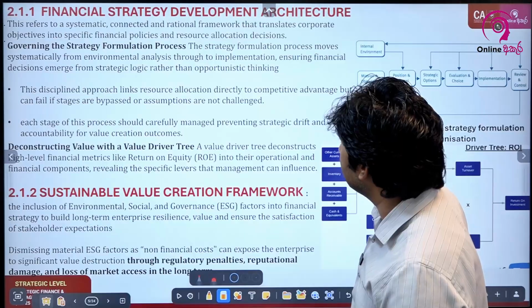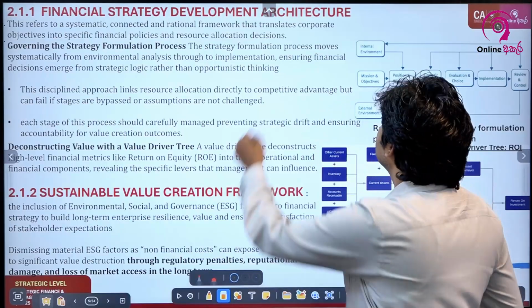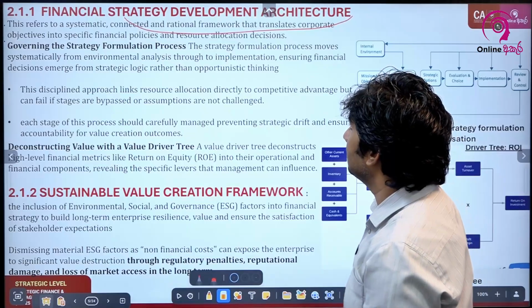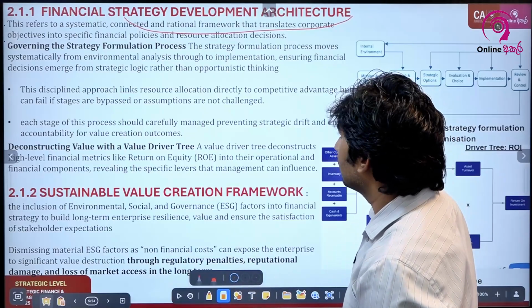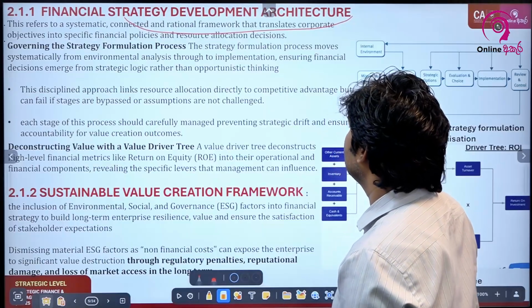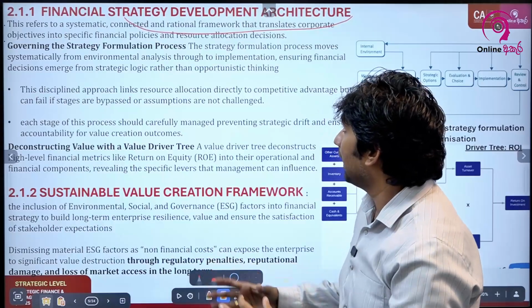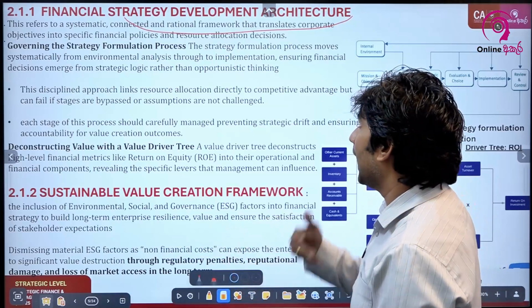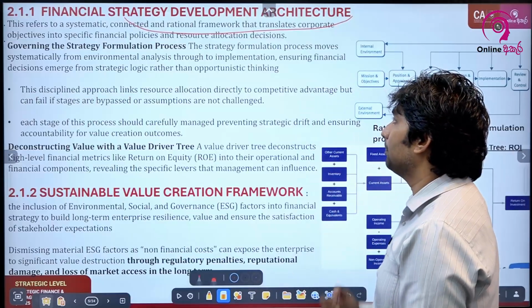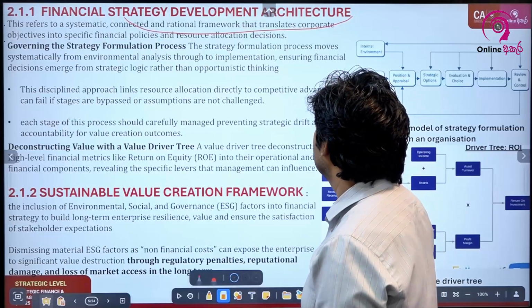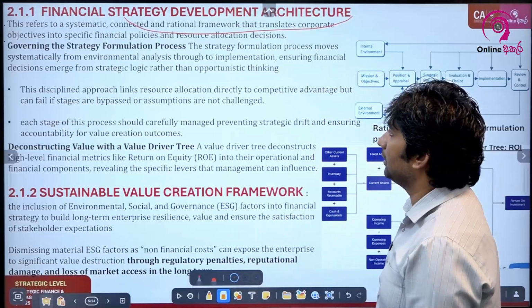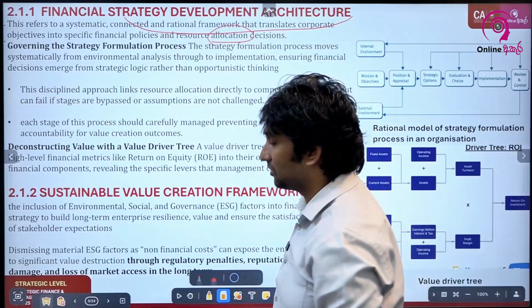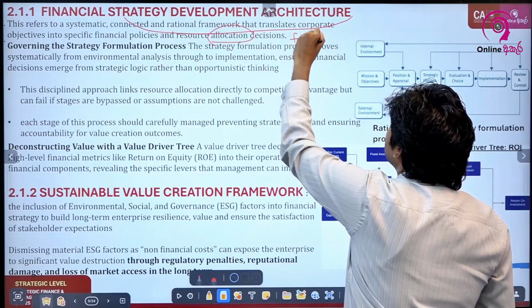So financial strategy development architecture. Don't get carried away by these huge terms. This refers to a systematic, connected and rational framework that translates corporate objectives into specific financial policies and resource allocation decisions. So the financial strategy development architecture is all about having a proper system, a proper framework that converts your strategic objectives into specific financial policies and specific resource allocation decisions. So resource allocation decisions would be your funding decisions.